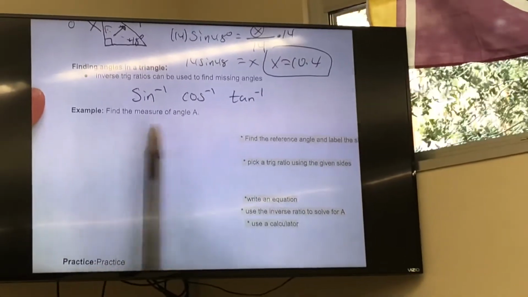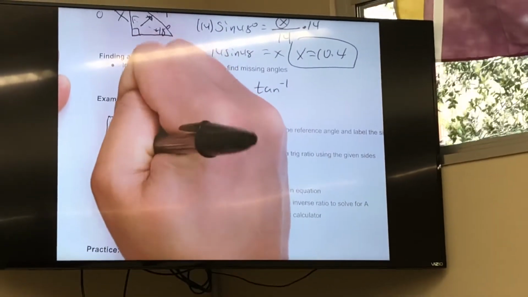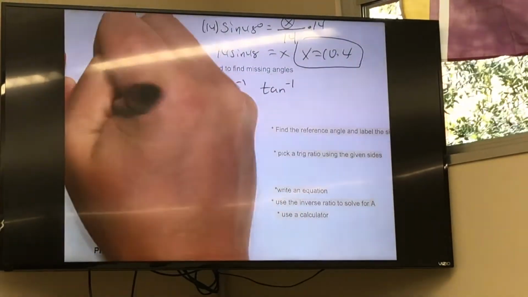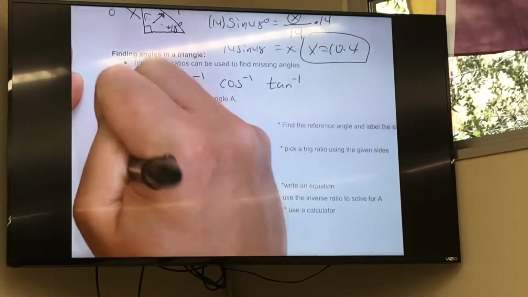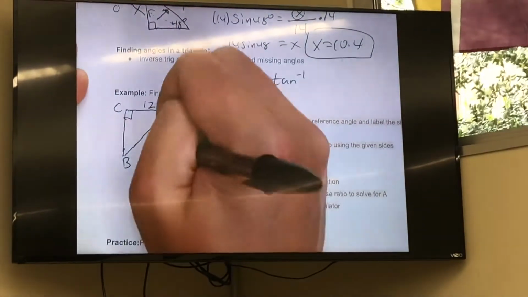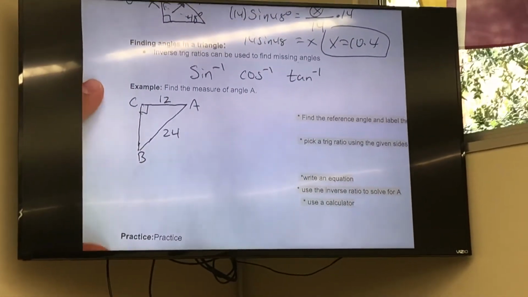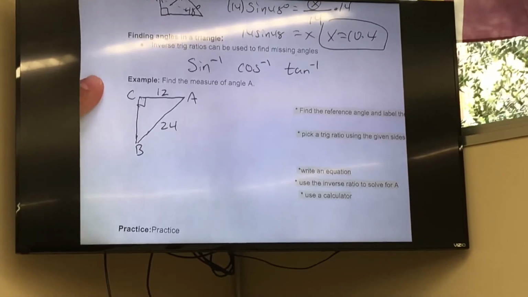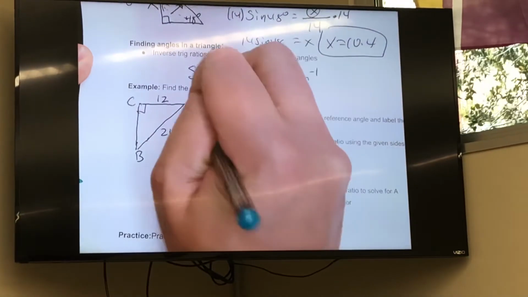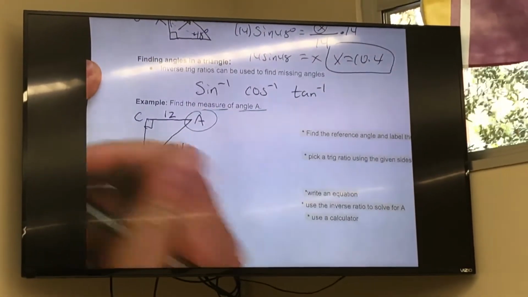Find the measure of angle A. We're looking at our first triangle. It has a 90-degree angle, and like the other ones, it is labeled C, A, and B. We know that this side is 12, this side is 24, and this side was not given. To find the measure of angle A, angle A is our reference angle.